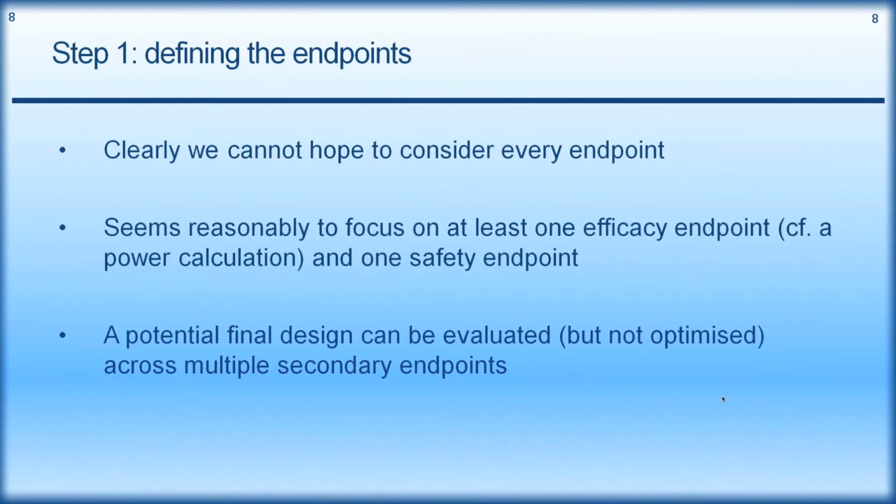Step 1 is going to be defining the endpoints. Clearly, we cannot hope to consider every endpoint. It seems reasonable to focus on at least one efficacy endpoint. We can compare that with a power calculation, where we typically focus on the performance of a particular endpoint, and perhaps one safety endpoint, to have some sense of how your design is going to do for a safety endpoint. A potential final design can be evaluated but not optimized across multiple secondary endpoints. So perhaps we're not going to optimize the design based on secondary endpoints, but we can still look at how the study is likely to perform on those secondary endpoints. We have some sense of how well it's doing on those other endpoints.